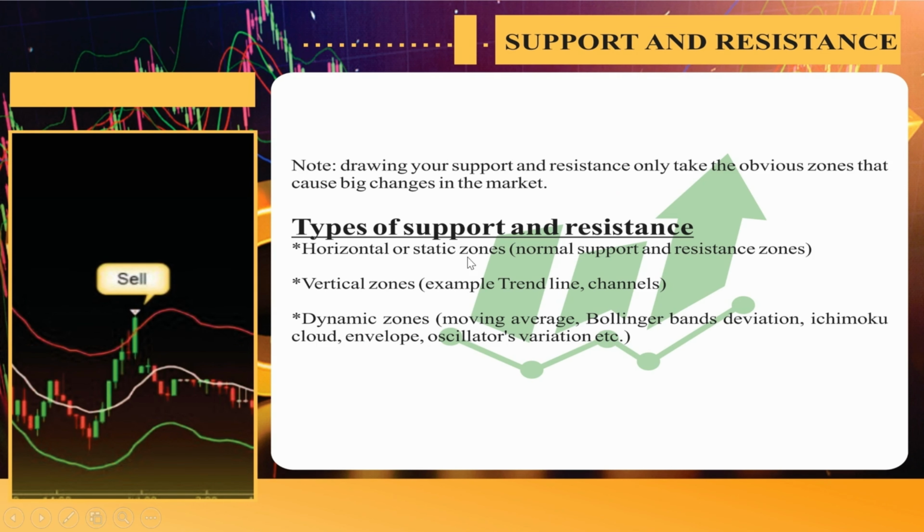So we have different types of support and resistance. We have the horizontal or static support and resistance, which is the normal one. We have the diagonal one, which is something like a trend line. We have the dynamic, which is something like moving average, Bollinger Band, and also Ichimoku and other mean deviation tools.